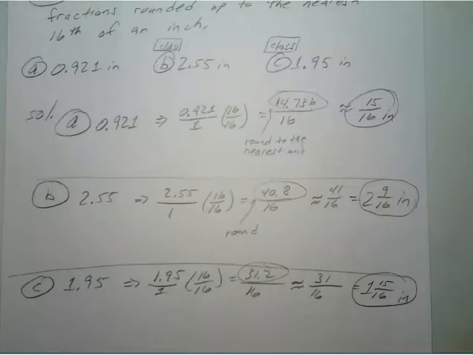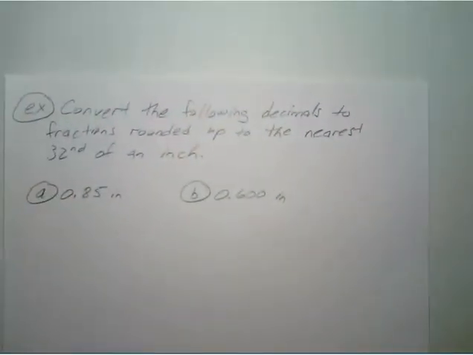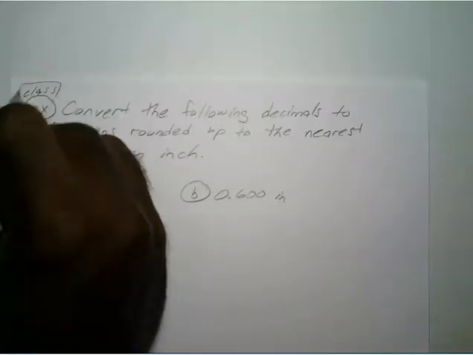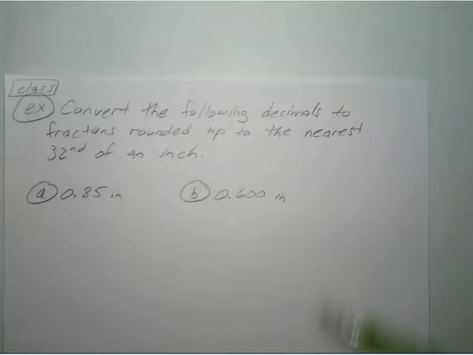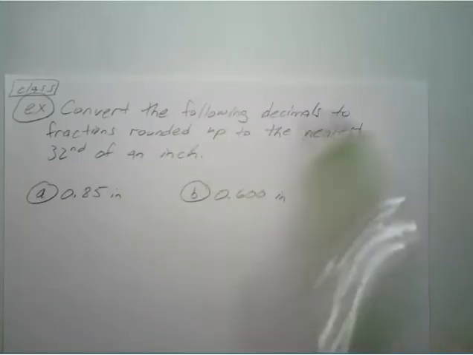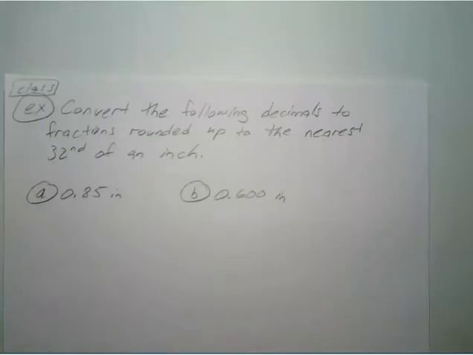All right, so it's not too bad. It's pretty quick work once you get some practice in. If you're still writing this, feel free to pause it. But we're going to move on to our next page, a few more examples. I want you to try these on your own because you want to convert the following decimals to fractions rounded to the nearest 32nd of an inch. So go ahead and press pause and try these.